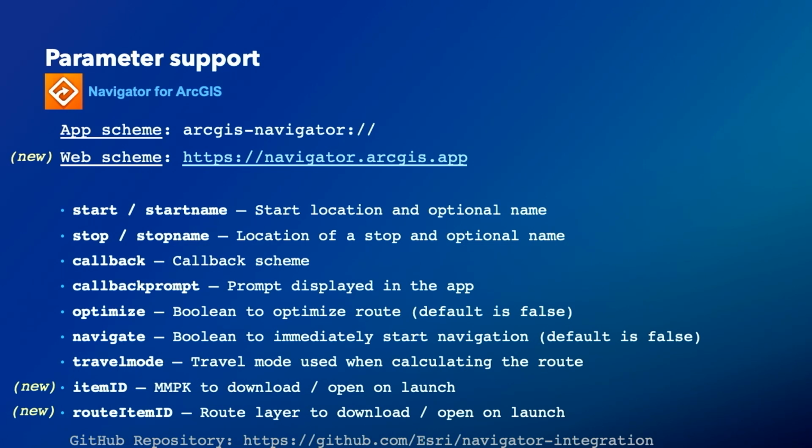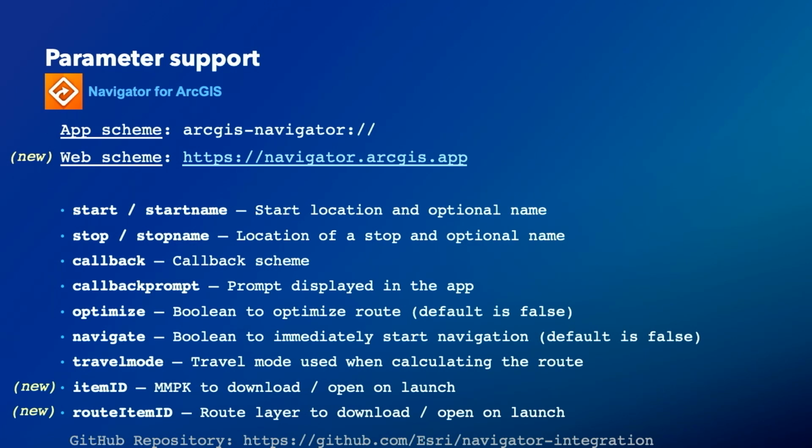So if you have your own custom application, but you want to use Navigator for routing, you can use the URL to let Navigator do the turn-by-turn navigation, and then once the navigation completes, it will use the scheme provided in the callback parameter to open up maybe the app that called into it. You can let Navigator optimize the route for you by providing that optimized parameter. You can even specify travel modes if you have maybe some custom travel modes in your transportation network.